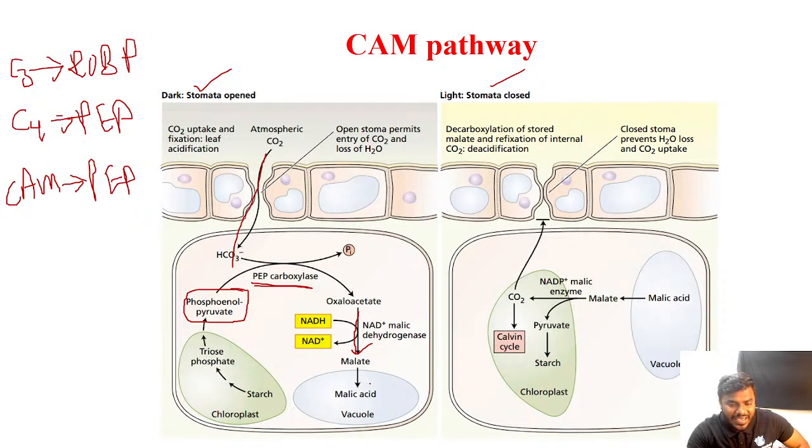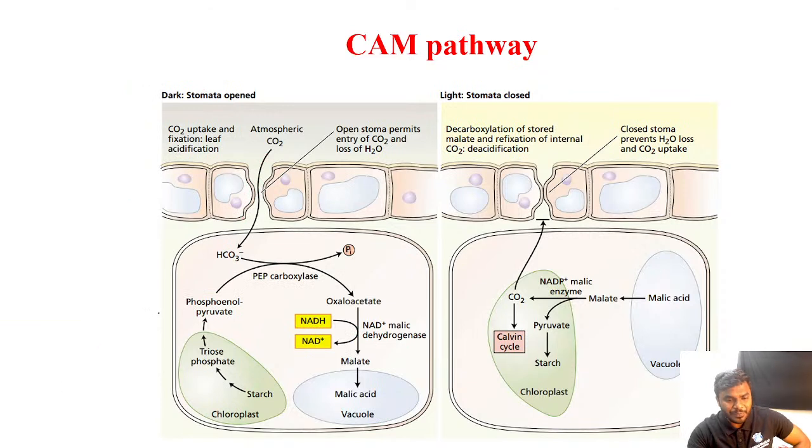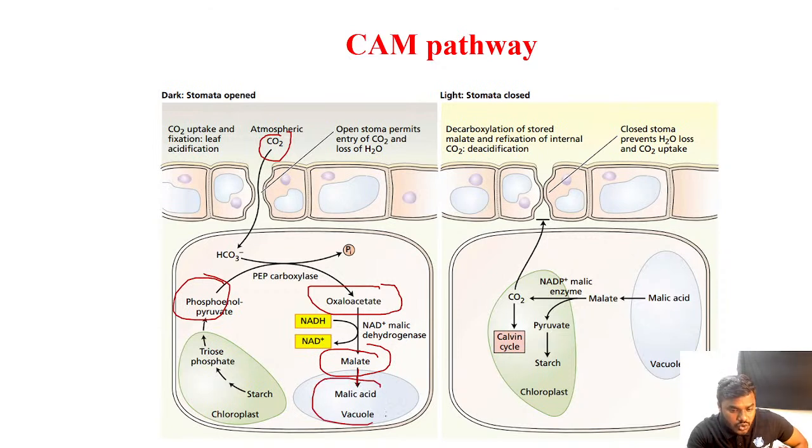Then the malic acid can be stored in the vacuole. Where is the malic acid stored, friends? In the vacuole during the night time. Whoever did not understand, once again listen to me. When the stomata open during the night time, carbon enters inside, phosphoenol pyruvate accepts the carbon. With the help of PEP carboxylase enzyme, it is converted into oxaloacetate. Oxaloacetate is converted into malate. Malate or malic acid, they can store it in the vacuole during the night time. Don't confuse. Malic acid is an organic compound. Malic, it is an acid. Acid or organic compound, anything is the same.